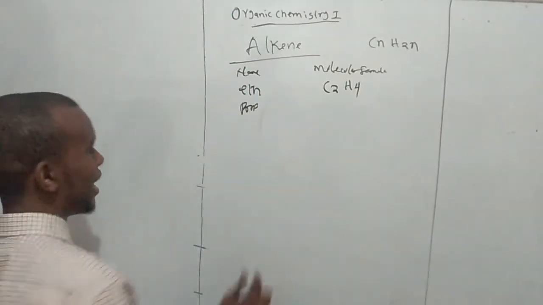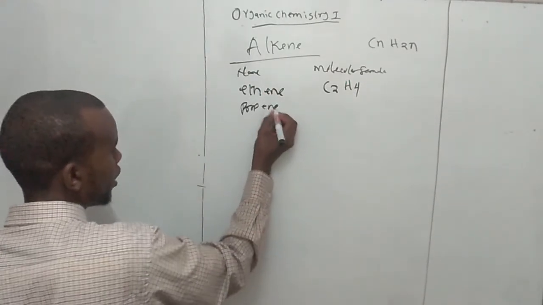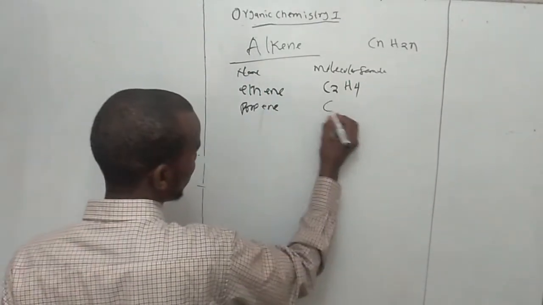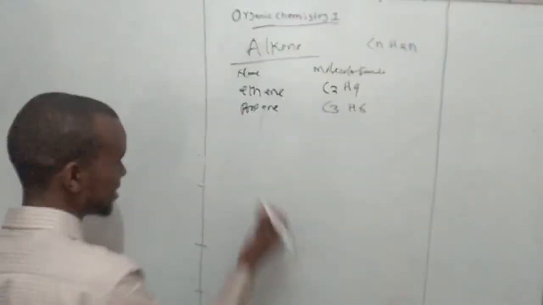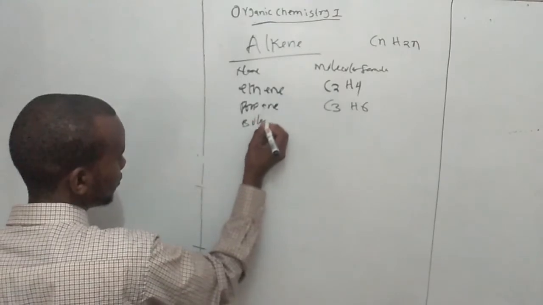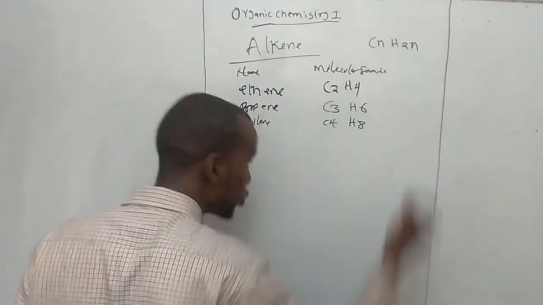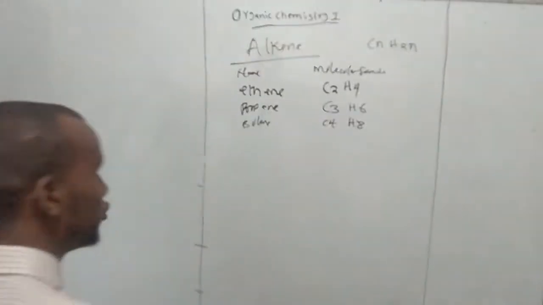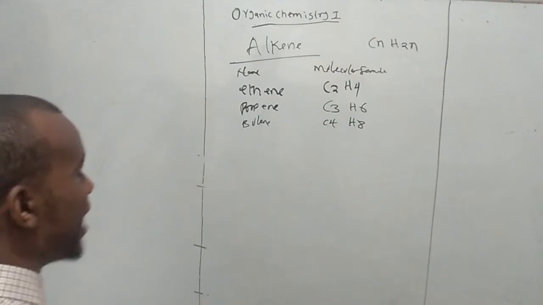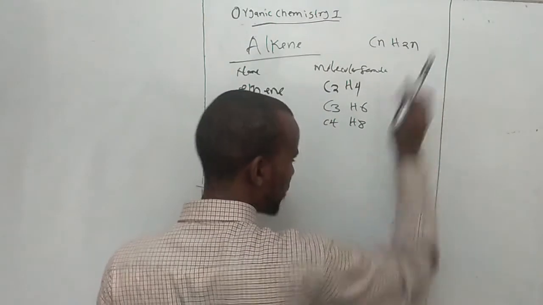This is the double bond. So this is ethene, then propene. Propene, the number of carbon is 3 times 2, so we'll have H6. As like that. Butene, C4, 4 times 2, H8. We just multiply by 2. But for alkane, we are multiplying by 2, then we are adding 2. But for this case, we are only multiplying by 2.